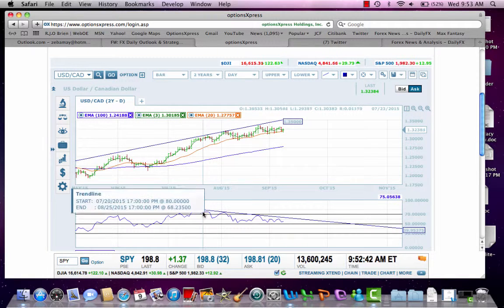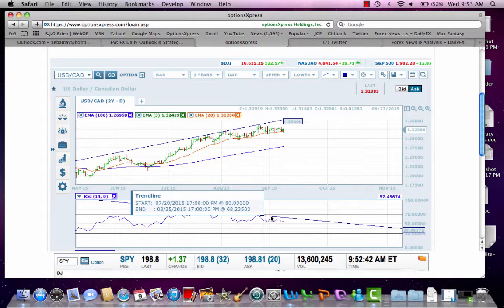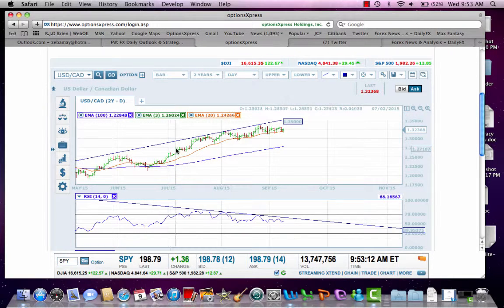we see how the indicator has gone down, even though price action has gone up. This is what we would call typical bearish divergence. So prices keep on going up, but yet the strength of the price is waning.